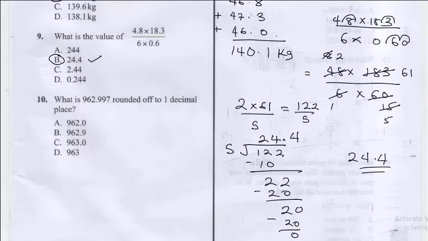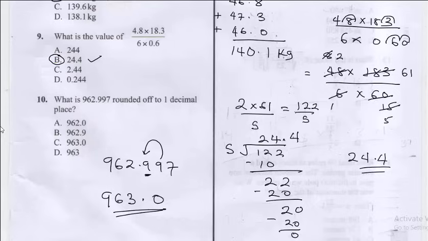Now, question 10 says, what is 962.997 rounded off to 1 decimal place? Now, remember in 1 decimal place, all they just want to see is just one number after the dot. So notice it's going to affect this number. So what's the highest number here? It's 9. So we are going to round this number off and add 1. So it's going to give us 963.0. Final answer. As easy as that, you can solve this question. So the correct answer here is C.